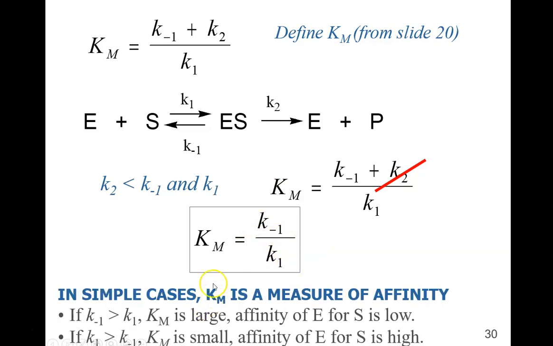What that means is that in simple cases, and we should emphasize this, Km is a measure of binding affinity. Because we can see if we have a high K minus 1, if our dissociation constant is high relative to K1, then the affinity of the enzyme for the substrate is going to be low. But if our K1 is high compared to K minus 1, that means there's a tight association between the enzyme and the substrate, and the affinity of the enzyme for the substrate is going to be high. Again, this is an approximation, and this occurs for only the simplest cases of enzyme binding to substrate.